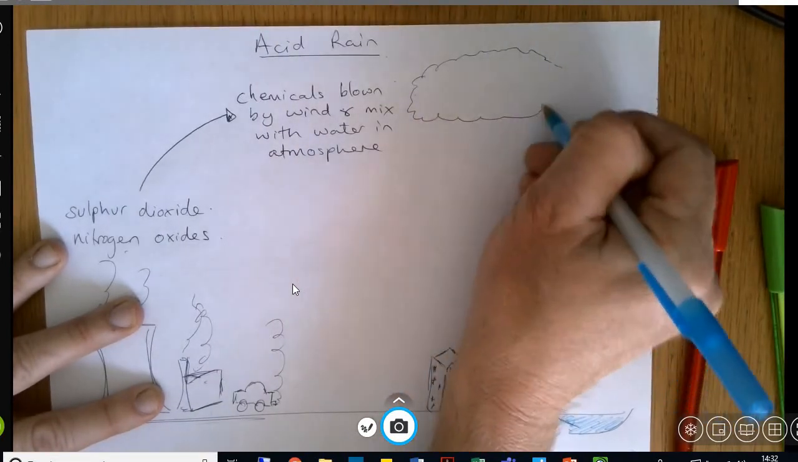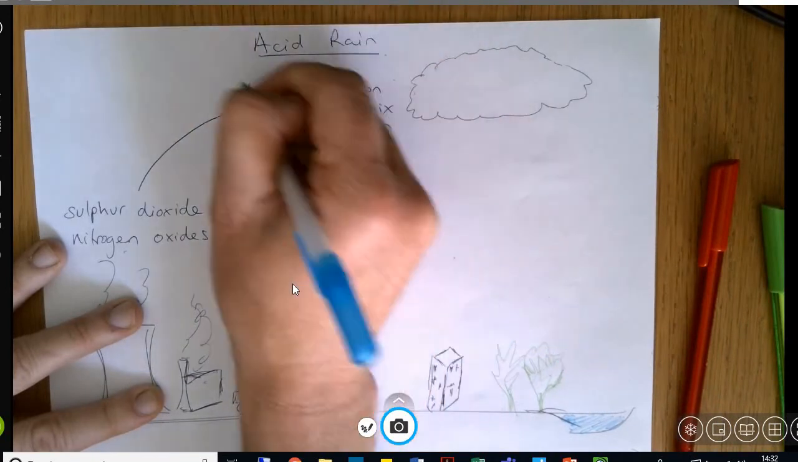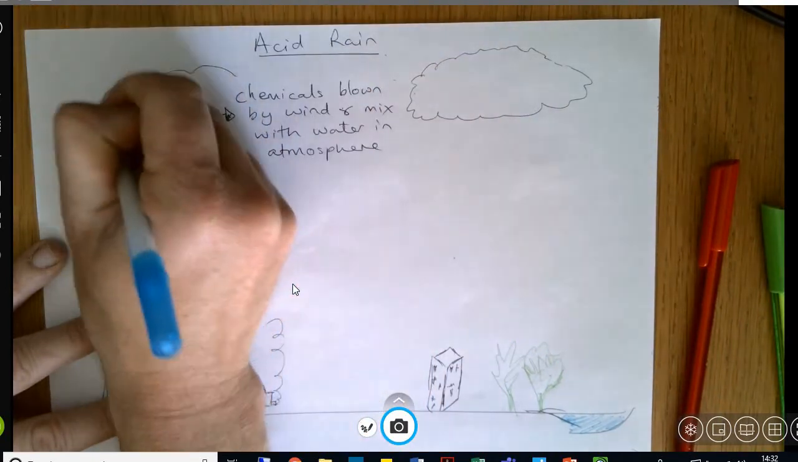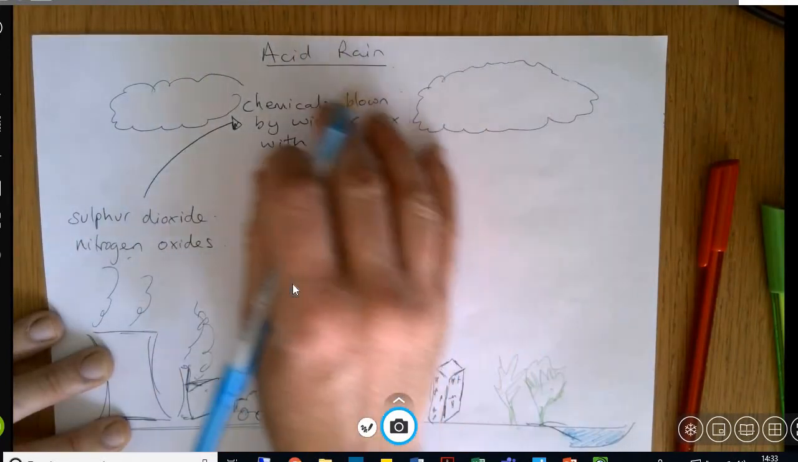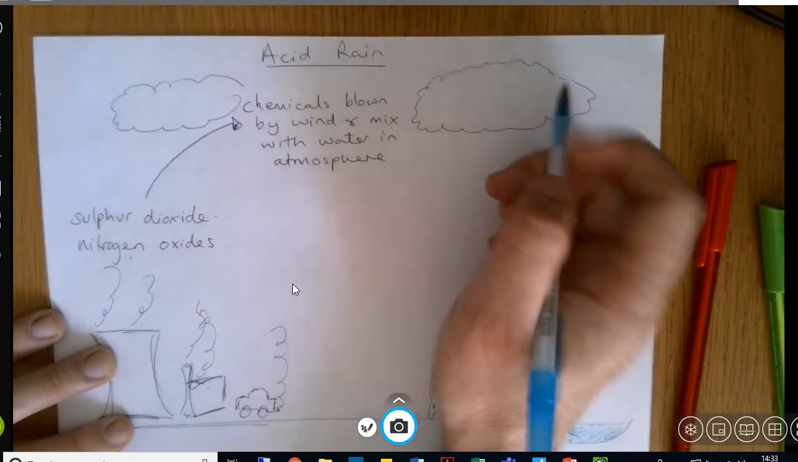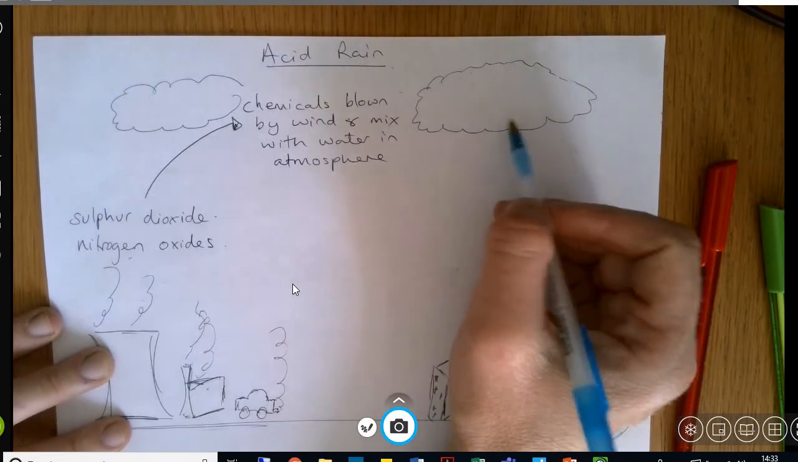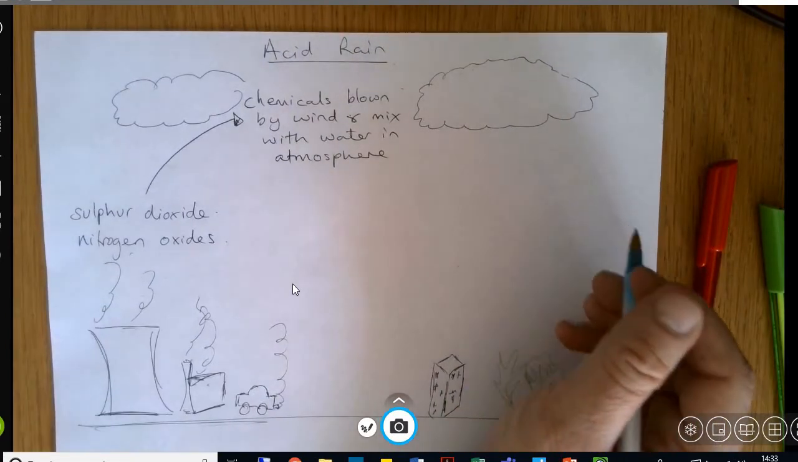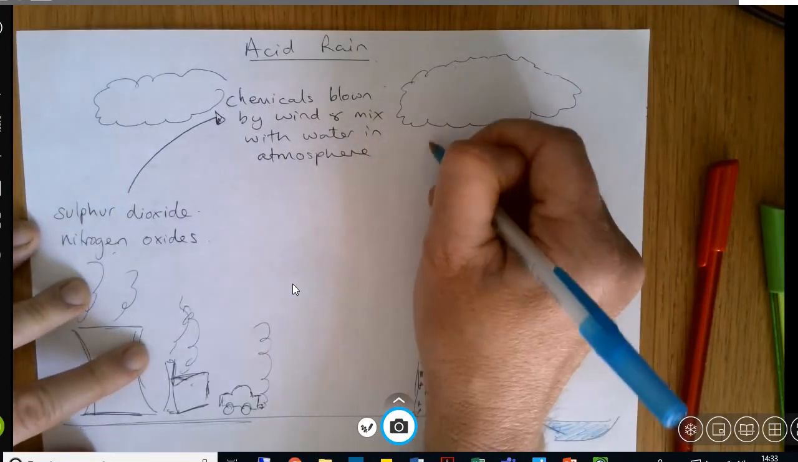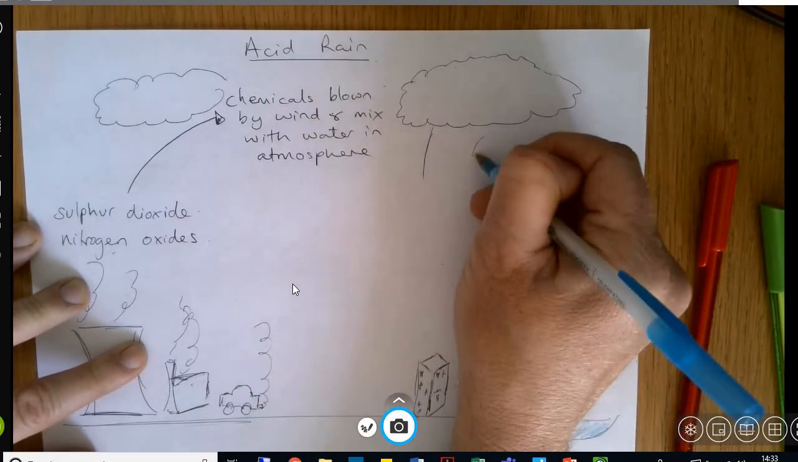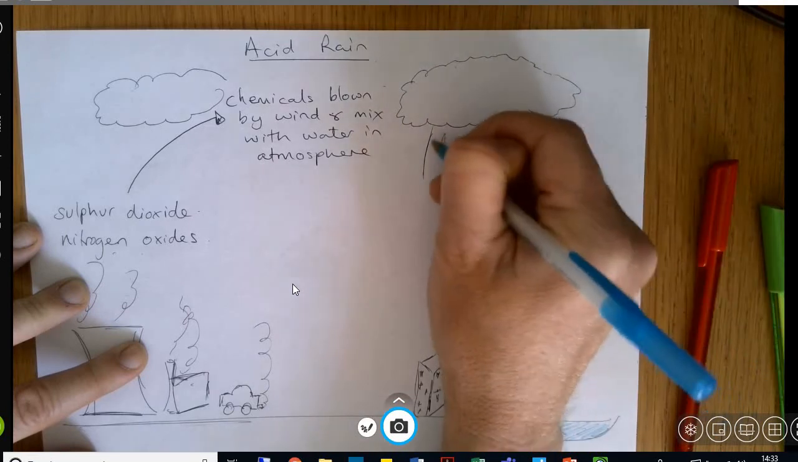There's our cloud. So those chemicals travel up into the atmosphere, are blown around by the wind, and mix with the water in the clouds. And then this is where the acid rain is formed. So from that we get our rain formed.